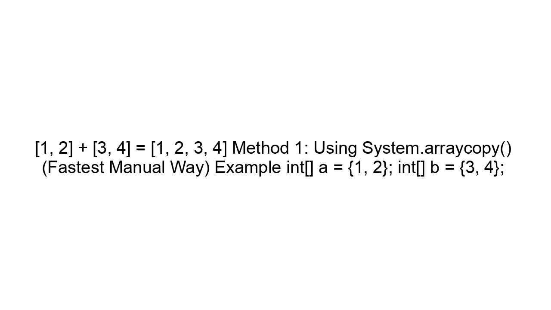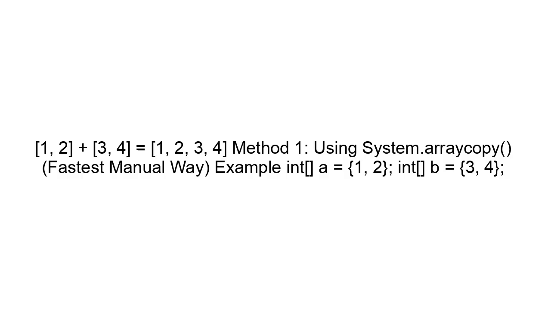What does concatenation mean? Array concatenation means joining two arrays into one new array. Example: {1, 2} plus {3, 4} equals {1, 2, 3, 4}. Method 1. Using System.arraycopy. Fastest manual way.